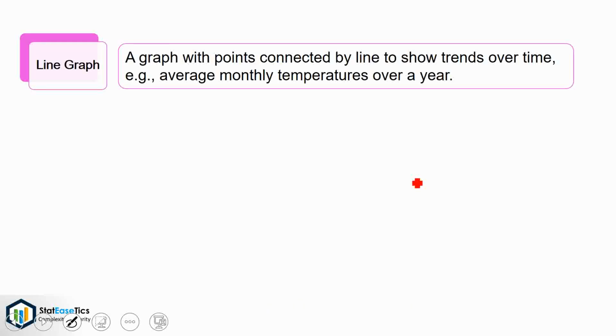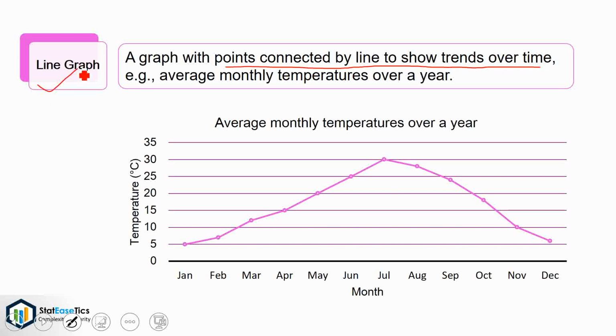A graph with points connected by line to show trends over time is called a line graph. Example, average monthly temperatures over a year. Here, the monthly temperature is plotted and is joined through a line showing the trend of temperature over a year.